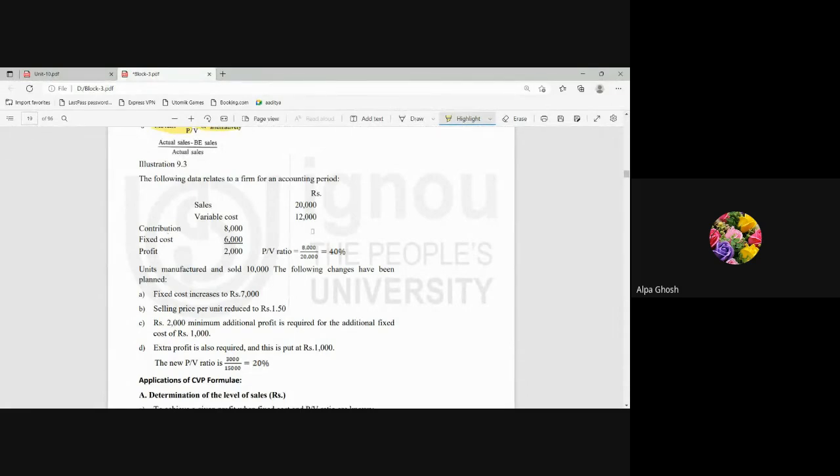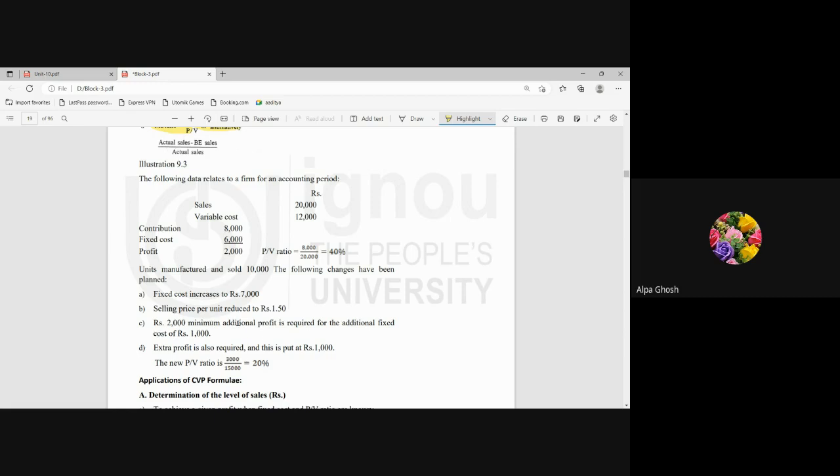This is already done. Now they are saying the units manufactured and sold is 10,000. And with these units, the following changes have been planned. When we go with 10,000, then the fixed cost increases by rupees 7,000. Selling price per unit is reduced to rupees 1.5.